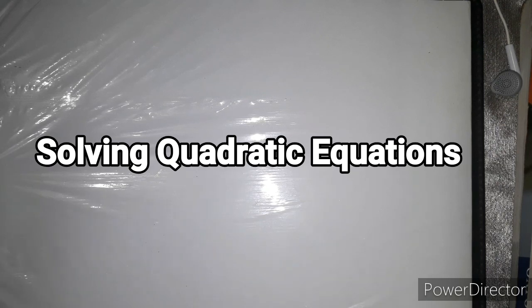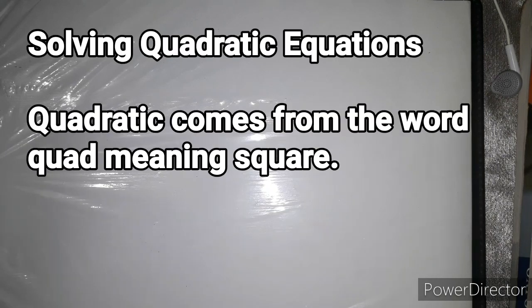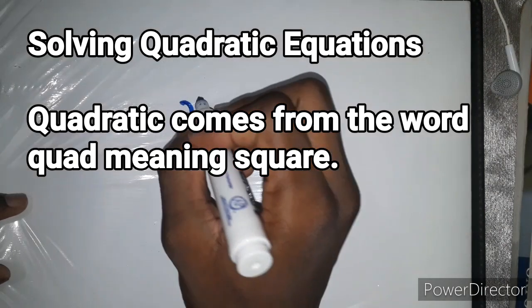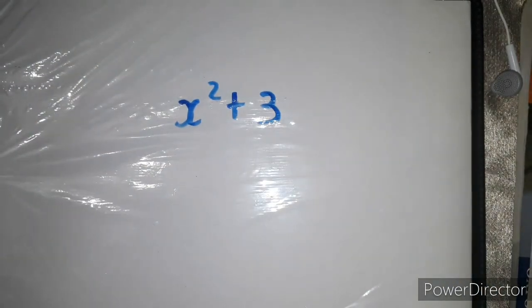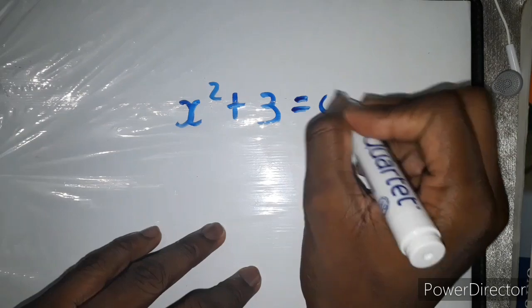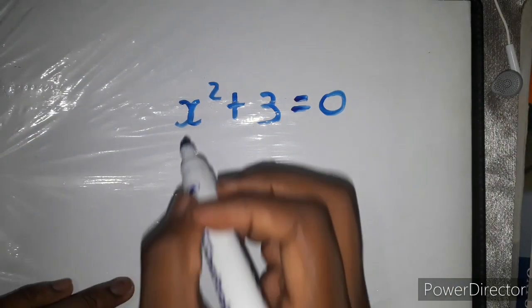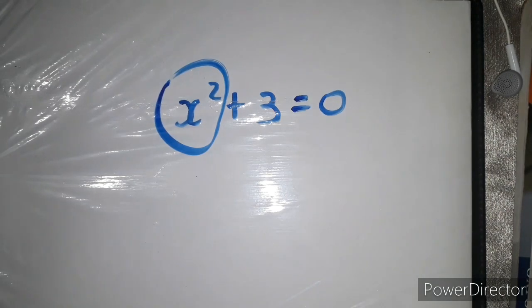Before we can solve any quadratic equation, let's look at the word quadratic. Quadratic comes from the word quad, which means square. So a quadratic equation is an equation with a square term. For example, say we have x squared plus 3. That is a quadratic expression; if we make it equal to 0, that is a quadratic equation. As long as we have a square term inside the equation, it can be considered a quadratic equation.